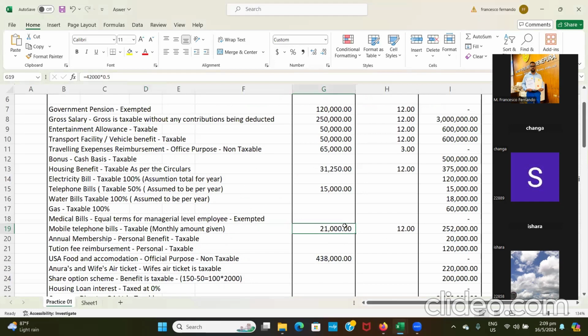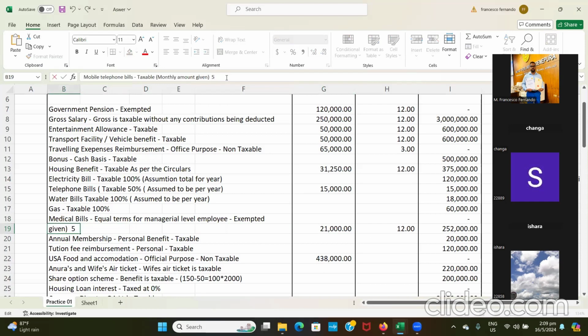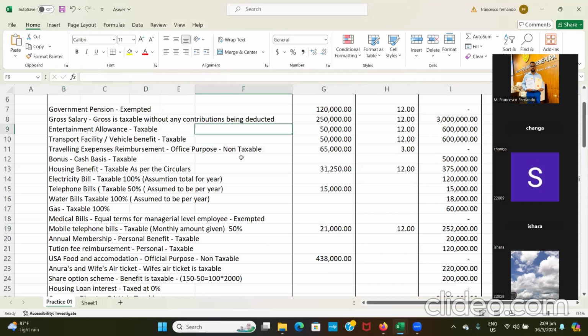So here there is an issue with this. Oh, no, it's not an issue. It's correct because telephone bill we are taxing 50%, right, Changa? Yes, Francisco. Telephone bills are the only bills which are taxed 50%, and for other bills, it's all 100%. Right. So here it is missing the 50%, right? So if you want, I'll give this Excel with the correction of 50%, right?